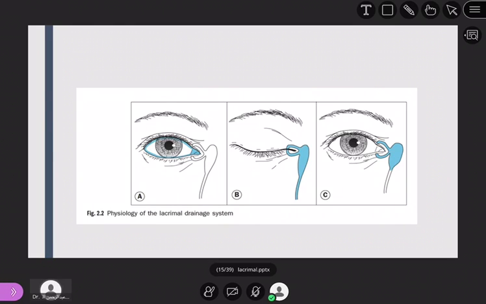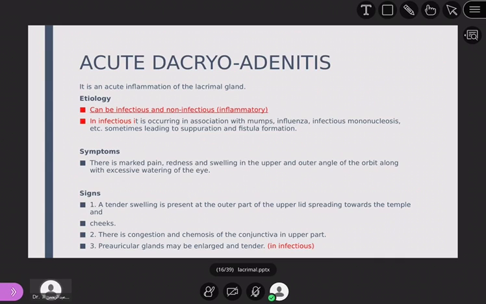This is the physiology of the lacrimal drainage system. In A, you will have the tear film. Then you will blink, and it will pass to the canaliculi, then to the lacrimal sac. Then you just open your eyelids, and it will be pumped down. So this is very important.